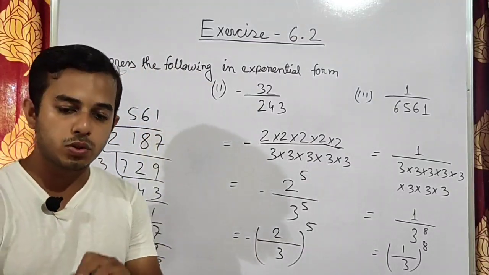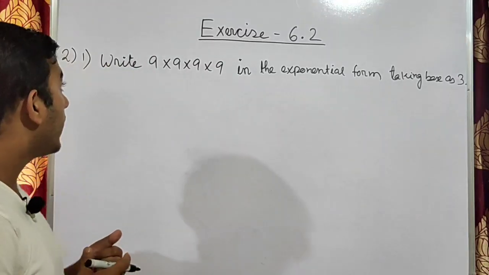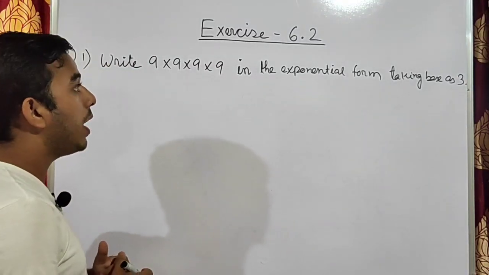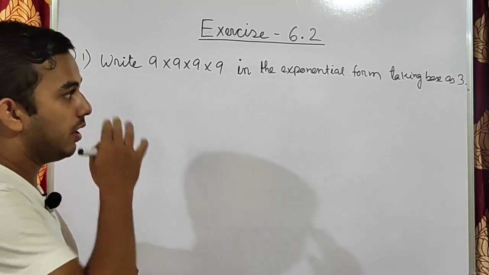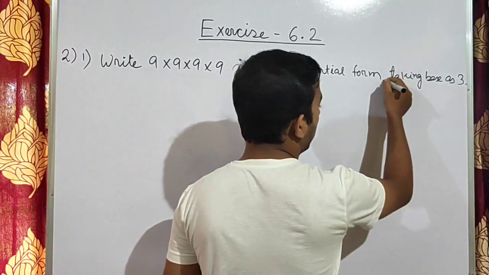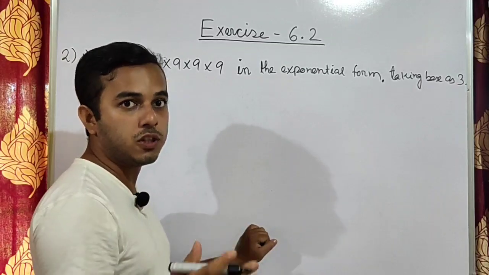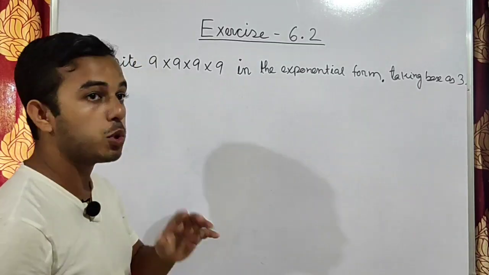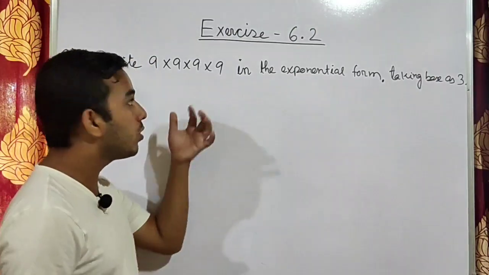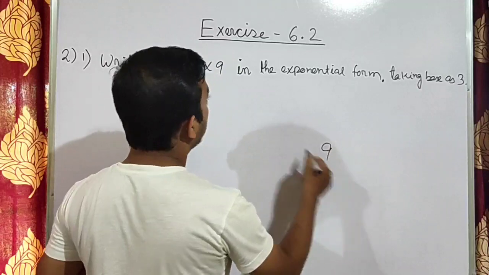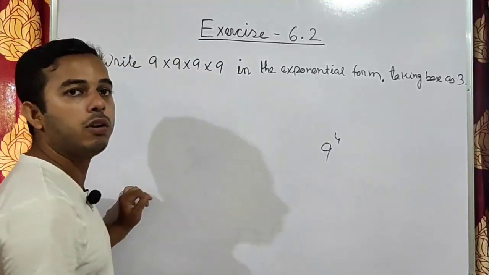So now let's move to our next question, that is question number 2. Our second question is: write 9 into 9 into 9 into 9 in the exponential form taking base 3. Okay. Till now we have expressed numbers in exponential form, right? For example, the question will be like this: 9 into 9 into 9 into 9 in the exponential form. So we'll just look which number is multiplied. 9 is multiplied. How many times? 1, 2, 3, 4. So we'll just write 9 to the power 4.